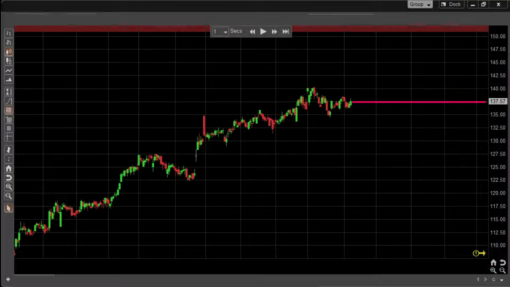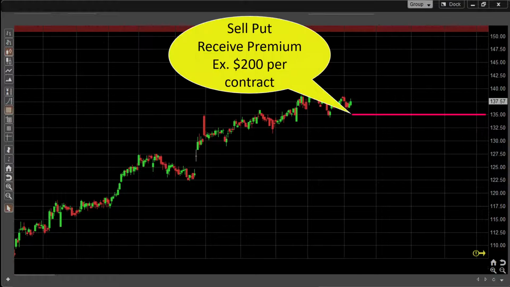But remember, you're not the buyer anymore. You're a seller. Here's what you're going to do. When you think a stock will go up, you are going to go below the current price and you are going to sell a put. Now, I want to talk about this for a second. Why would you sell a put if you think the stock will go up?